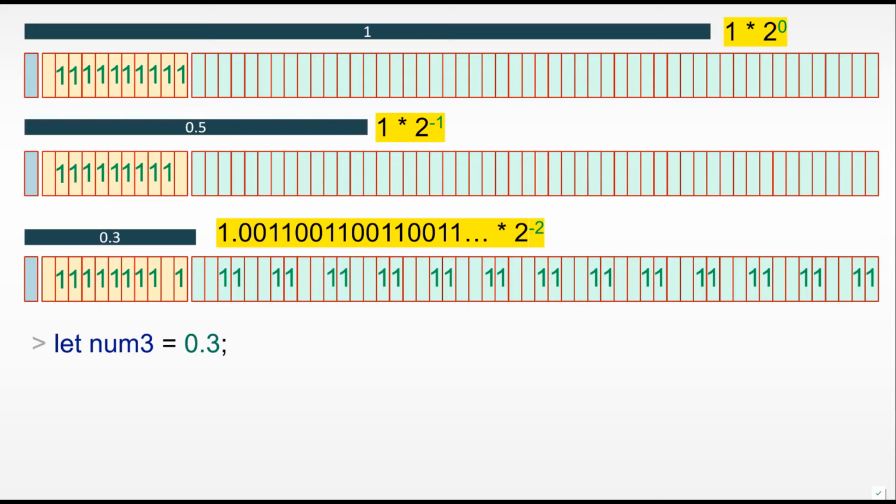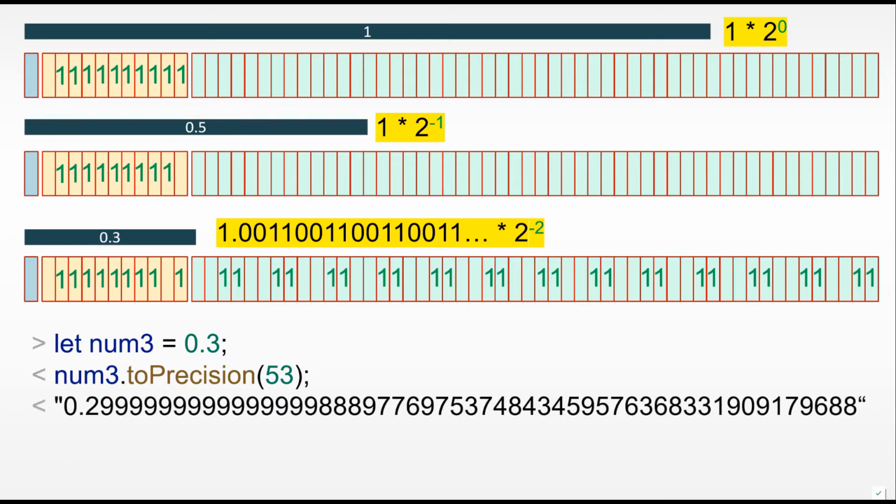So if we would run a line of code, for example, let num3 equal to 0.3, a decimal number, and then if we do the toPrecision game again, so that we give the result now with precision of 53 digits, this is what we get. So notice the real number that got converted to binary and then back to decimal is not 0.3 anymore, but it's 0.29 and then a whole lot of digits afterwards.